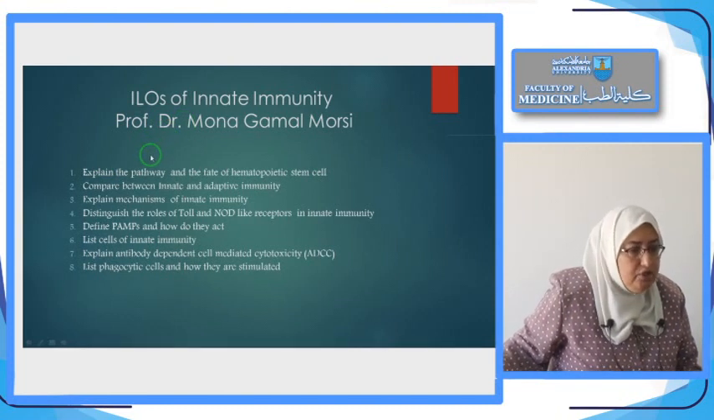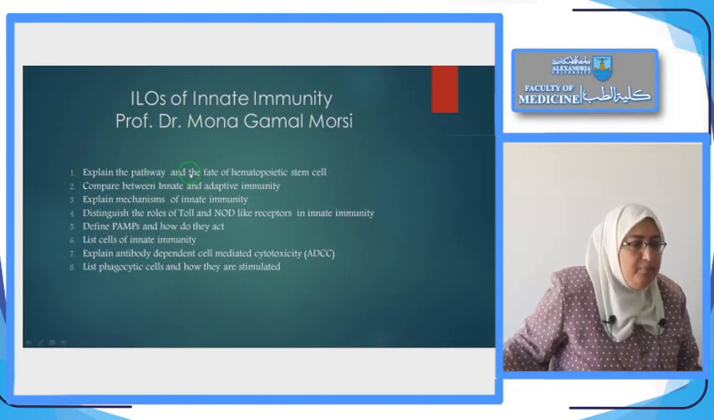At the end of the lecture, I want you to explain the pathways and the fate of hematopoietic stem cell. Then to compare between the first and second line, innate and adaptive immunity. Thirdly, to explain mechanisms of innate immunity. Fourth, to distinguish between the role of Toll and Nod-like receptors in innate immunity. Then to define PAMPs. What are PAMPs? They are pathogen-associated molecular patterns, and how do they act.